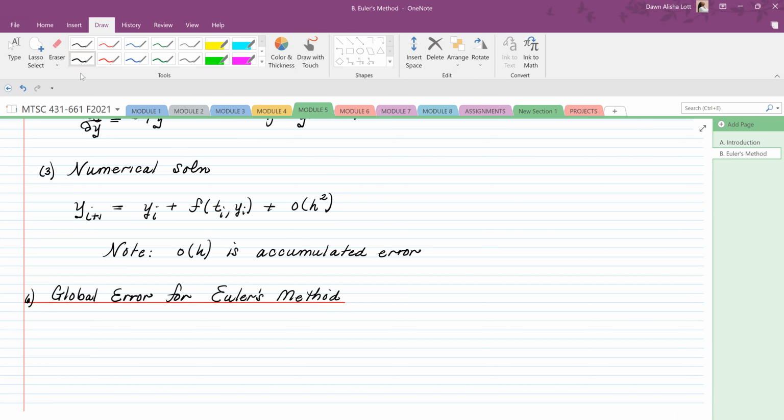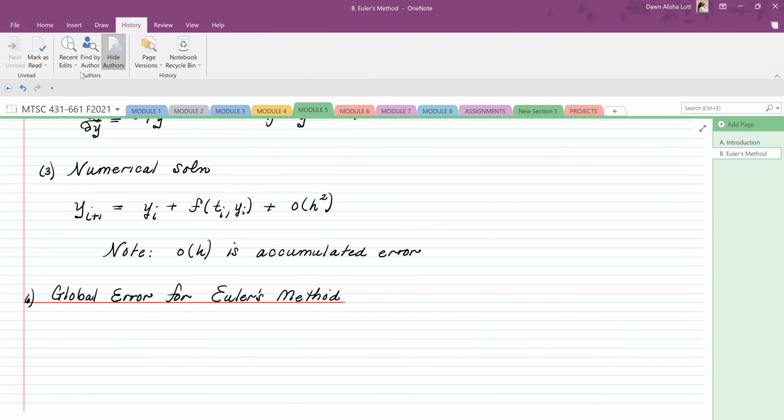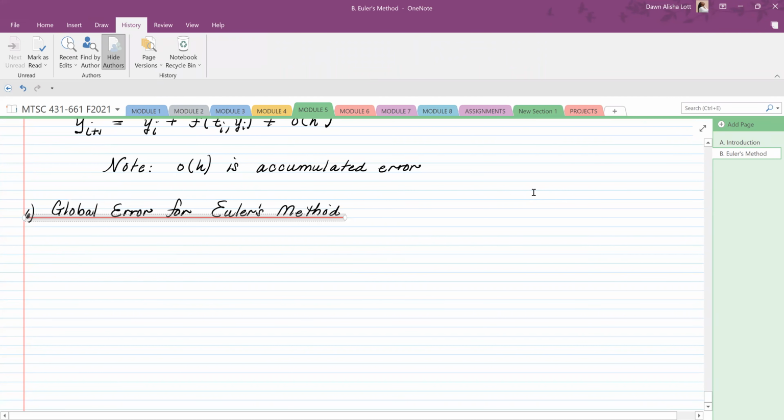Okay, global error. You say, why do you care so much about error? Because I'm trying to solve a serious problem. I need to make sure that I don't have too much error, because my error is what's going to mess me up. Now, what I'm going to cover right now, the undergraduate students are not required to know in detail, because this is actually way deeper than 431, but it's required for 661.